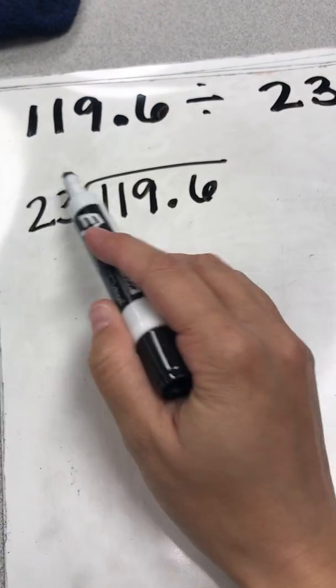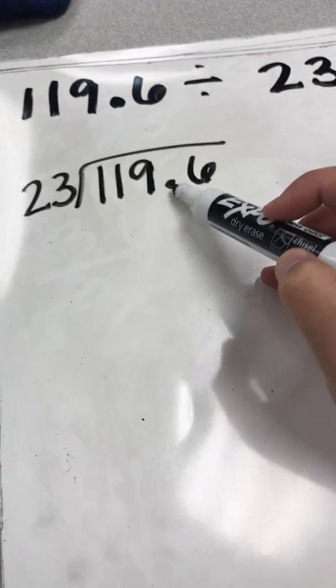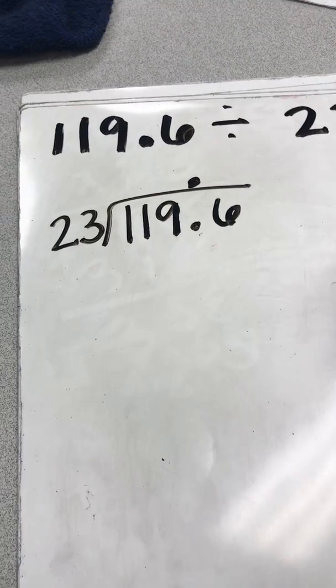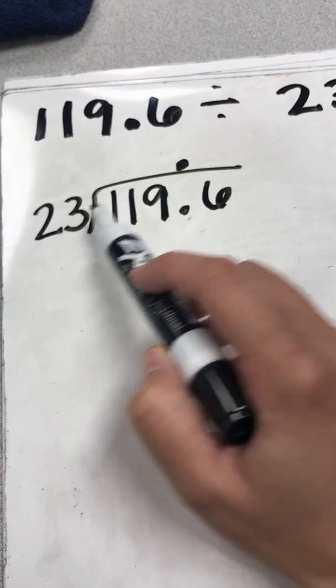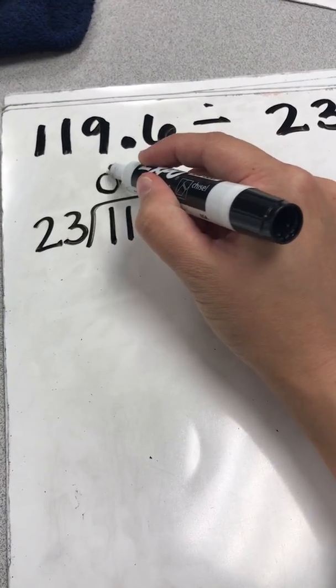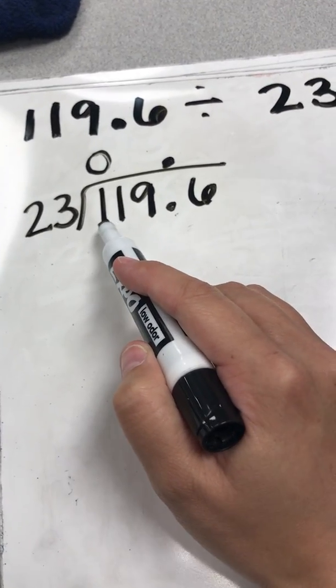I have a whole number here in the front, so I don't have to change anything with where the decimal goes. So I need to take my decimal on my inside and put it right up where my quotient would be in my answer. Okay, I'm going to ask myself, will 23 go into 1? It won't. Or I would say I can do that 0 times. Will 23 go into 11? No, it won't.